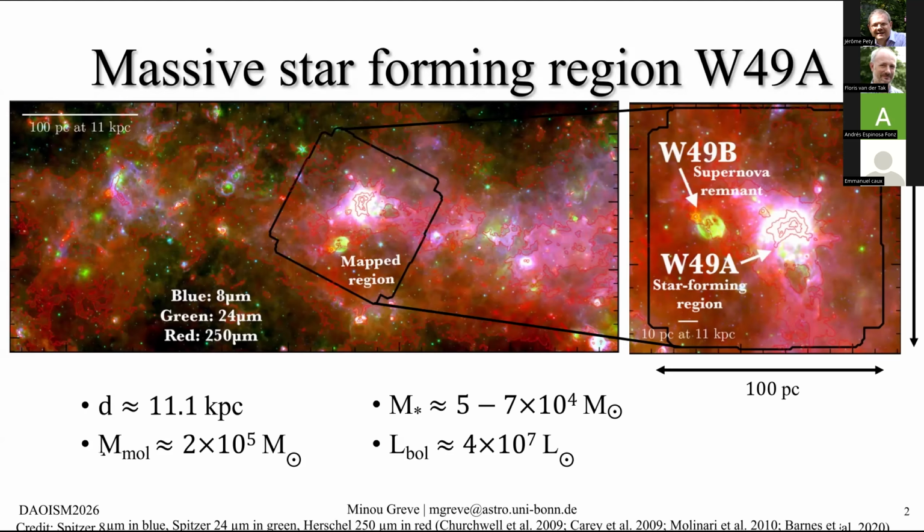So just very quickly, here we can see the W49A star forming region together with the W49B supernova remnant in a roughly 100 times 100 parsec view from LEGO. W49A is one of the most luminous massive star-forming regions we have in the Milky Way, making it so interesting to study.